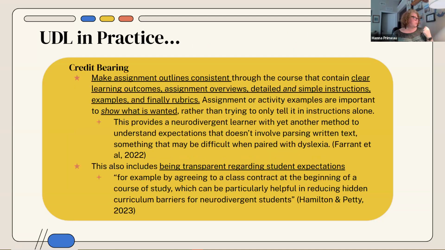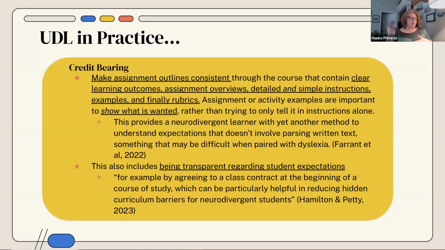When we're talking about credit-bearing courses, when we're teaching, we talk about making assignment outlines consistent through the course. Make sure that there are clear learning outcomes in student-forward language, that there are assignment overviews, and that there are detailed and simple instructions. And finally, we really support rubrics. If they are done correctly, they're going to guide a student to exactly what is the essential outcome that we're intending for an assignment. And we also, again, want examples. We want to show what is wanted. So we supply that in multiple ways.